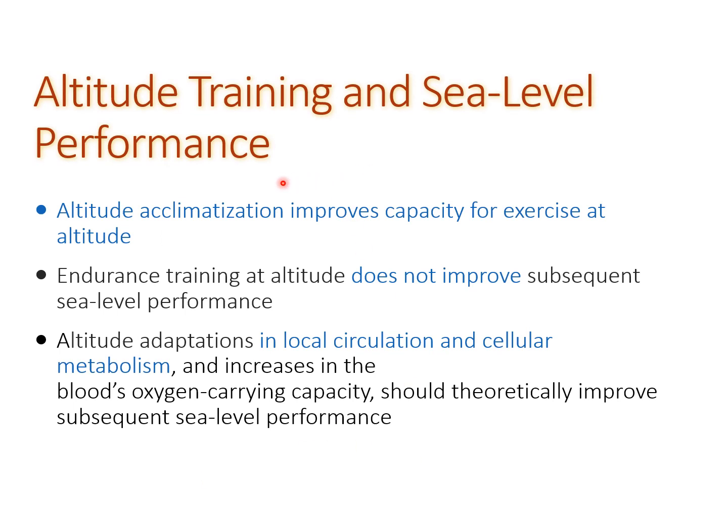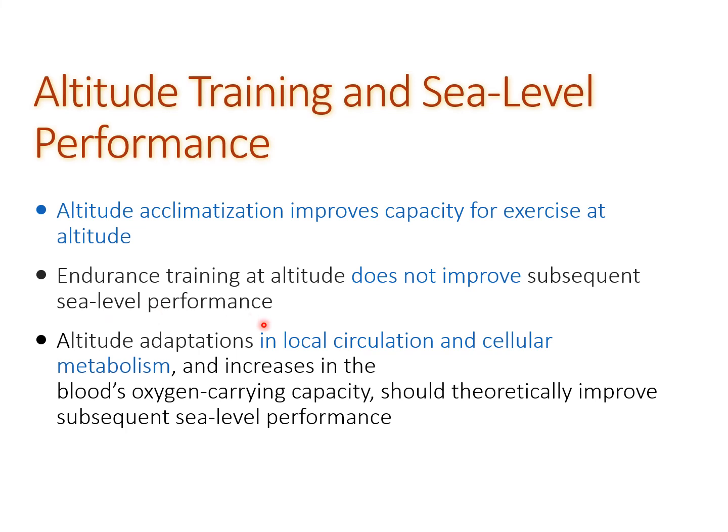Now let's talk about altitude training and sea level performance. So we've kind of talked about potential negative effects, but we'll dig into it a little bit more. So acclimatization to altitude improves the capacity for exercise at altitude, and endurance training at altitude does not improve subsequent sea level performance. So if you train at altitude, you're going to be really good at altitude. But if you're trying to train at altitude to improve at sea level, you might not see a performance improvement at all.